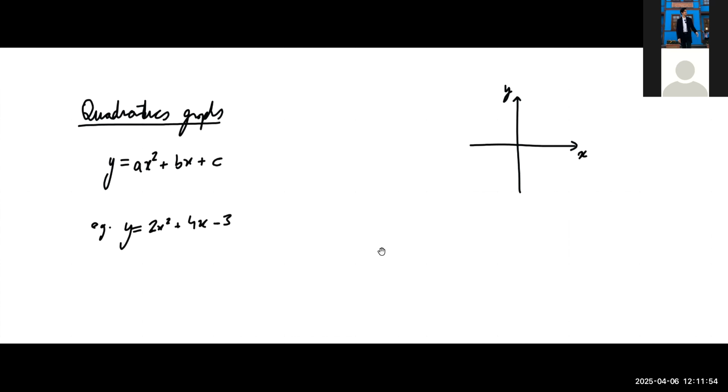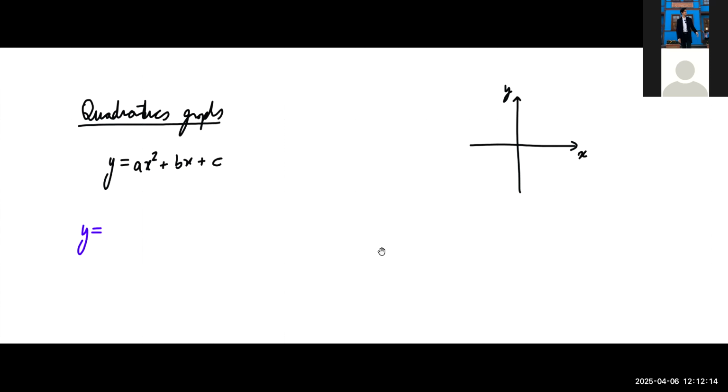A linear equation, on the other hand, as you might remember, looks like y equals mx plus c. That's the general form of a linear equation. And we know that linear graphs look like this, a straight line. But quadratic graphs have a different shape. Now, to show you that shape, I'm just going to take you through a little experiment, and I'm going to show you how we can actually prove that the shape looks a certain way.